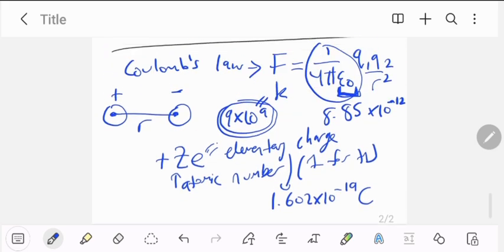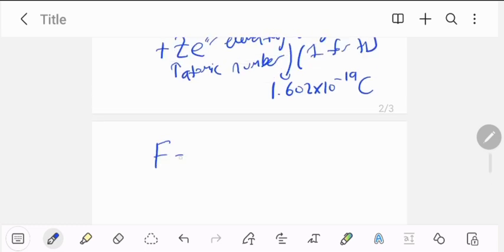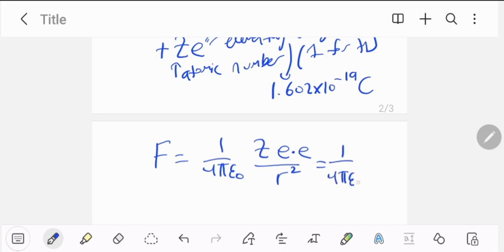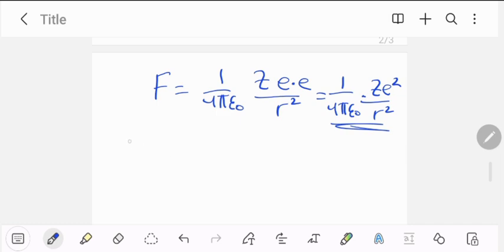So we can rewrite Coulomb's law as follows. F equals 1 on 4 pi epsilon naught, ZE times E over R squared. E and E, fundamental charges, there are two charges, so we simply get ZE squared over R squared. That's Coulomb's law. Let's now equate this to the centripetal force, because Coulomb's law is what provides the centripetal force. It provides the electrostatic attraction between the two particles, the proton and electron.